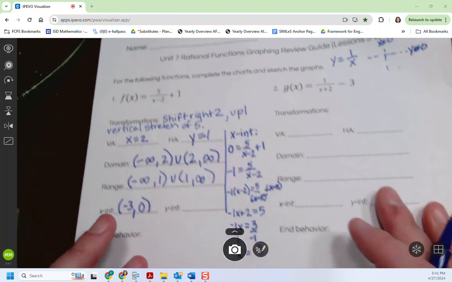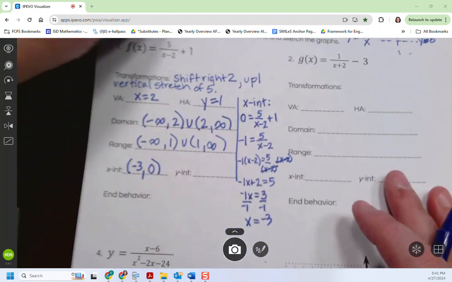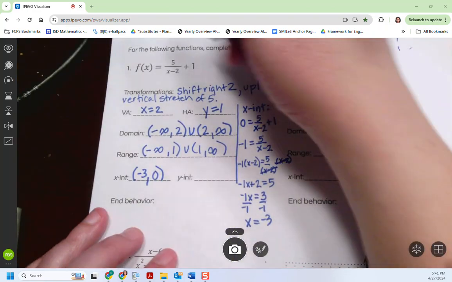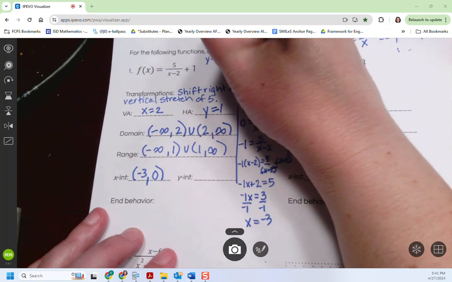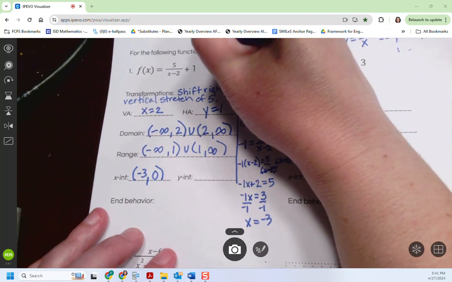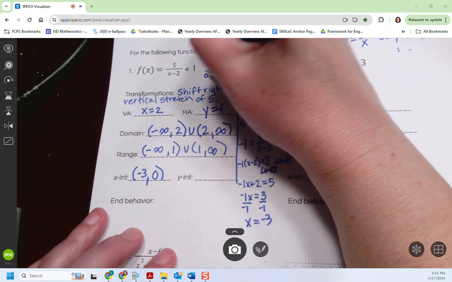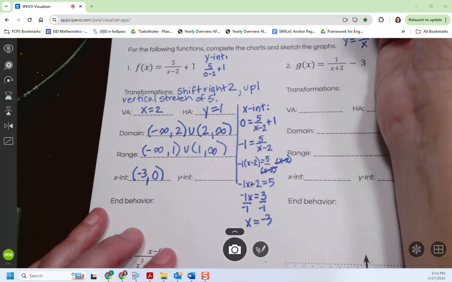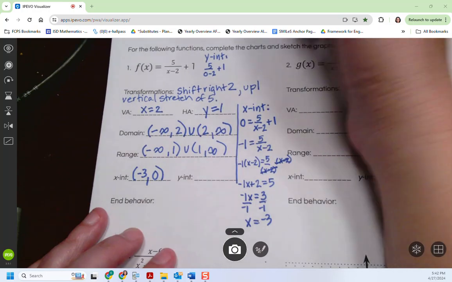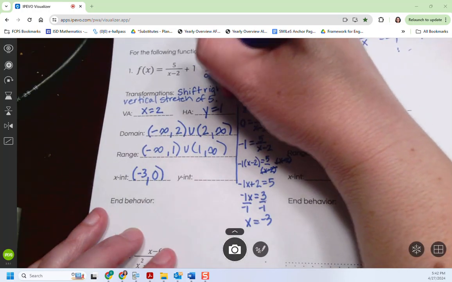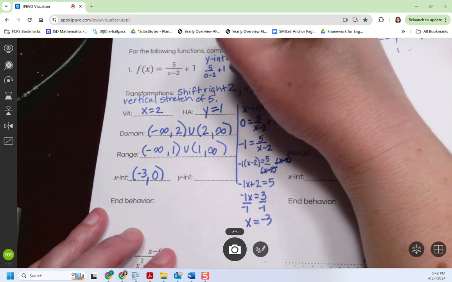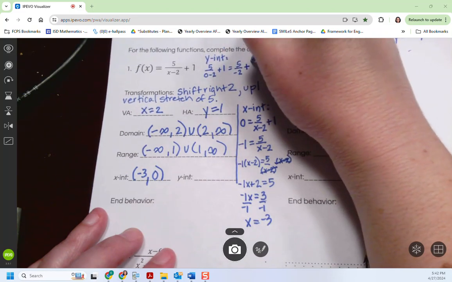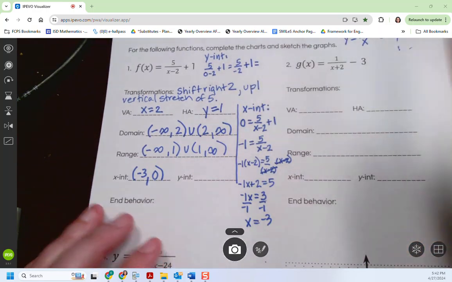Finding the y-intercept is a little bit easier because we're going to put 0 for the x this time. So maybe I'll do that work up here. For my y-intercept, I have 5 over 0 minus 2 plus 1. And I can use the calculator to help with this one. So 0 minus 2 is negative 2. So it's going to be 5 divided by negative 2 plus 1. And let's use the calculator to see what we get.